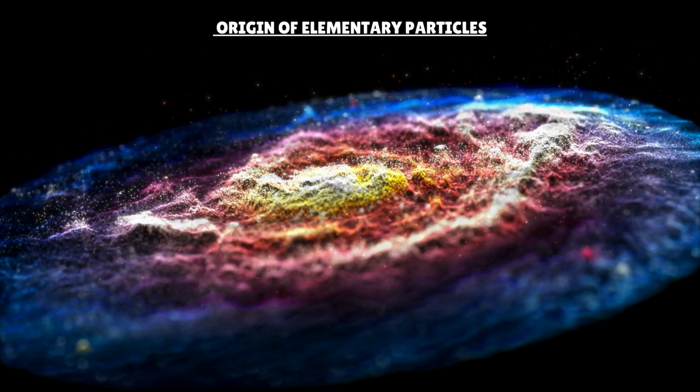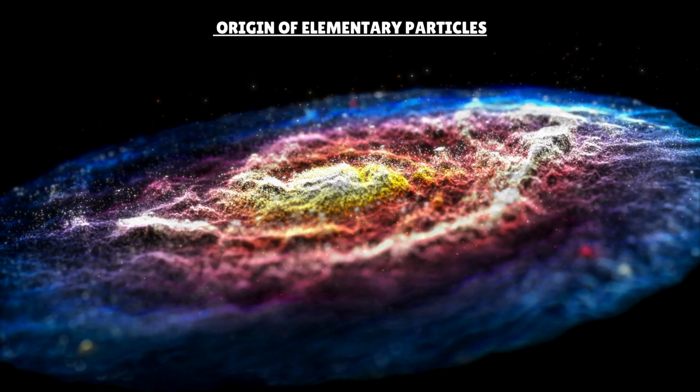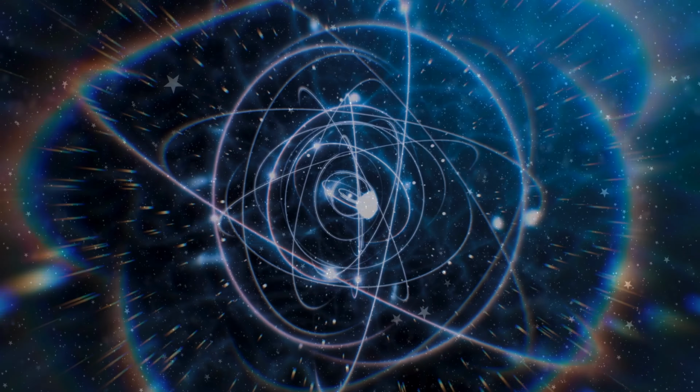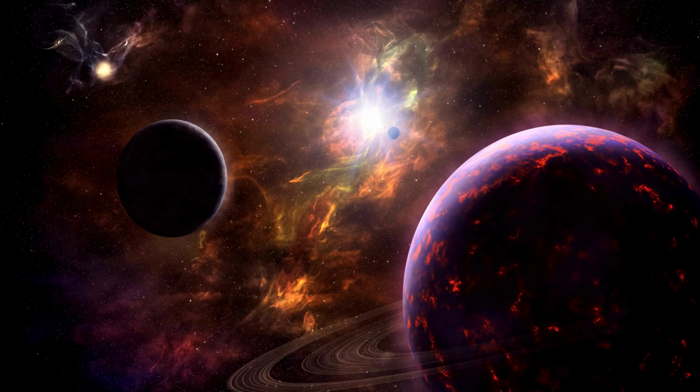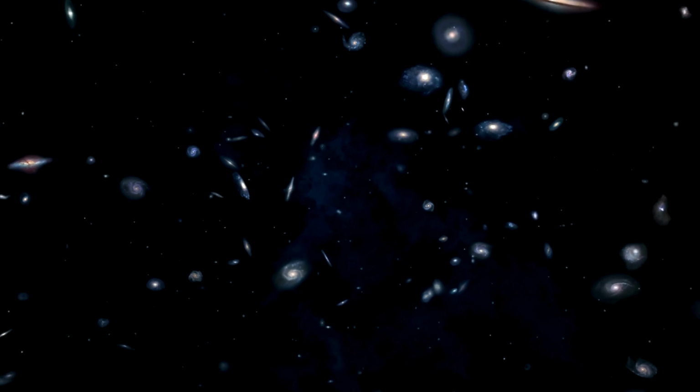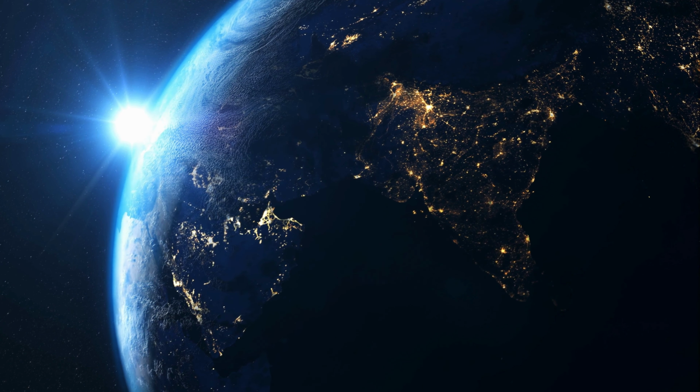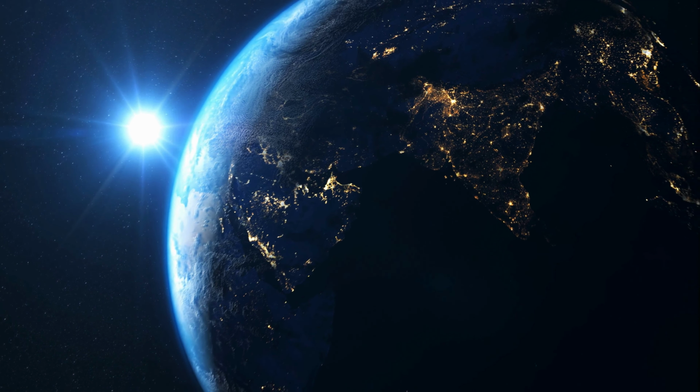As the universe began to cool, these particles combined to form atoms. Over time, these atoms gathered to create stars, planets, and galaxies. From this early chaos, the universe started to take shape, leading to everything we see today.